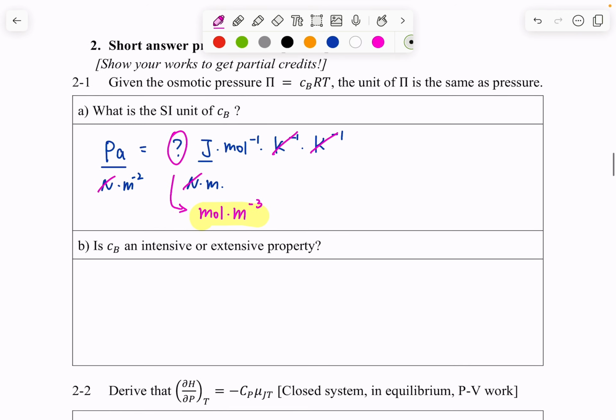And think about, is my CB an extensive or intensive property? What exactly is my CB? So in here, on top, we have an extensive quantity. On the bottom, we also have an extensive quantity. So this is an intensive property. And thinking about what is the nature of my CB, that's my concentration.